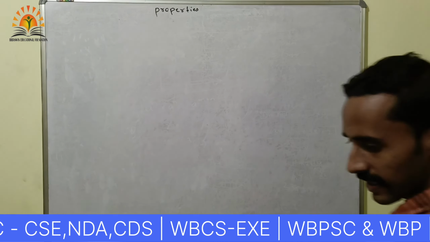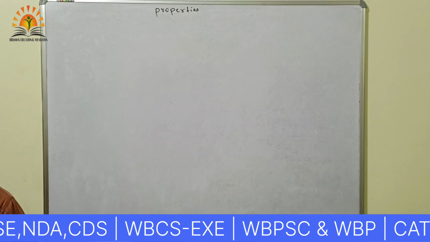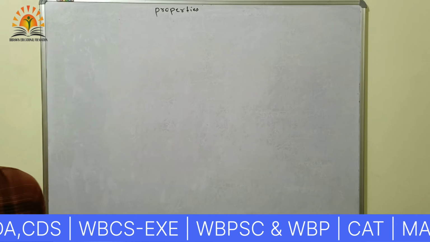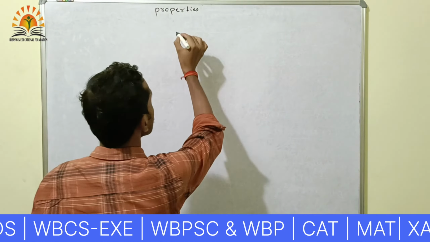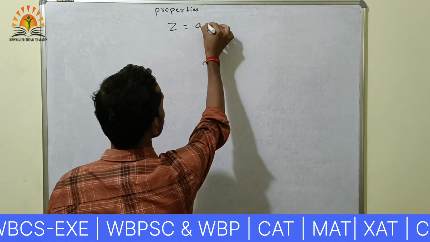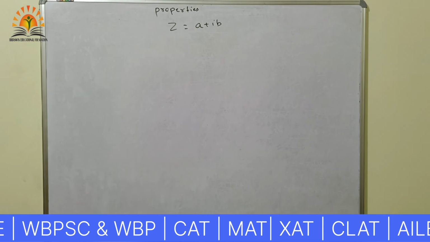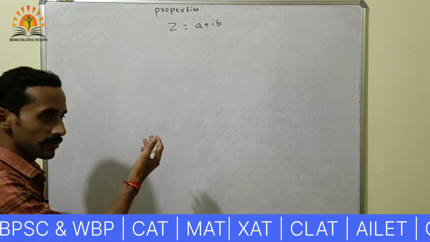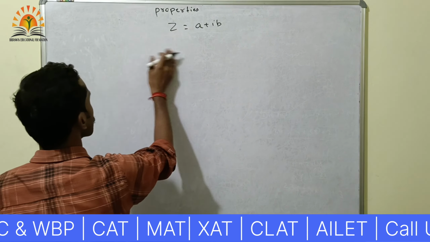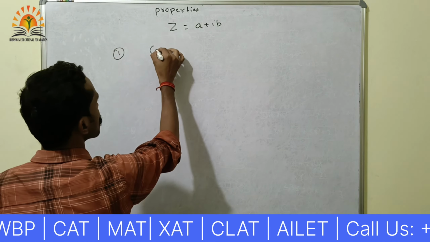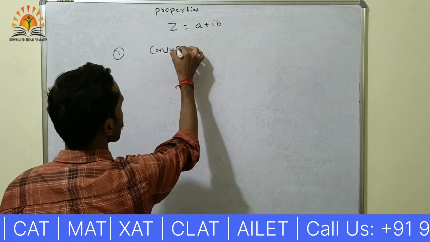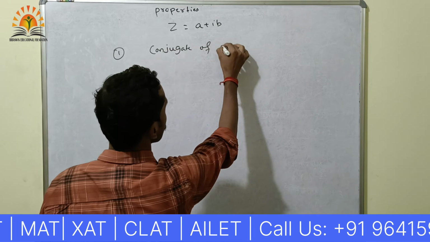Now the second part is the property in the form of analytical form. What is the analytical form? Z is equal to a plus iota b. Like algebra, we have some rules and regulations here also. The first one is the conjugate of a complex number.